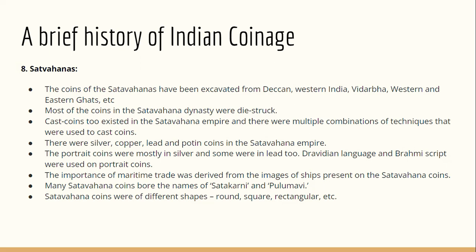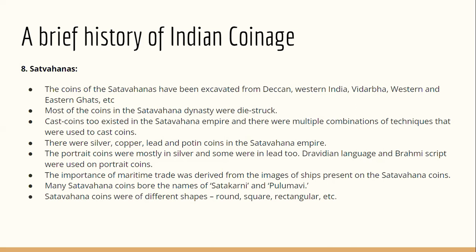So coins of the Shatavahana dynasty are excavated from the Deccan area, Western India, Vidarbha, Western and Eastern Ghats. As I told you in the first slide, this helps us know about the extent of the dynasty. जहाँ पे coins मिले हैं, वहाँ से हमें पता चलता है कि the kingdom expanded, the rule expanded in these areas.